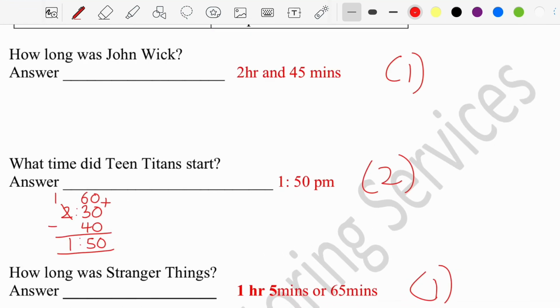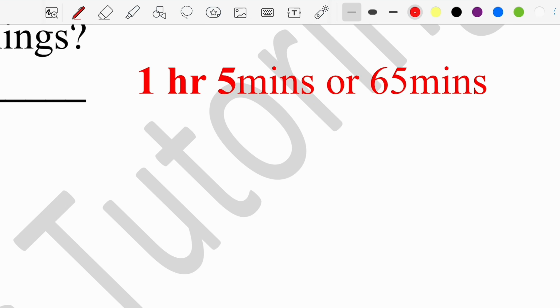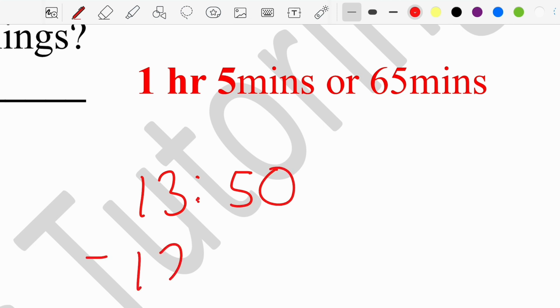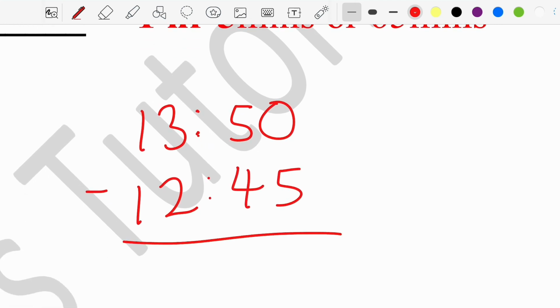Right? So let's do the subtraction. So 1:50 we can write that in the 24-hour clock time, so that'll be 13:50. That will make it a bit easier. Minus 12:45. 50 minus 45 is 5. 13 minus 12 is 1.